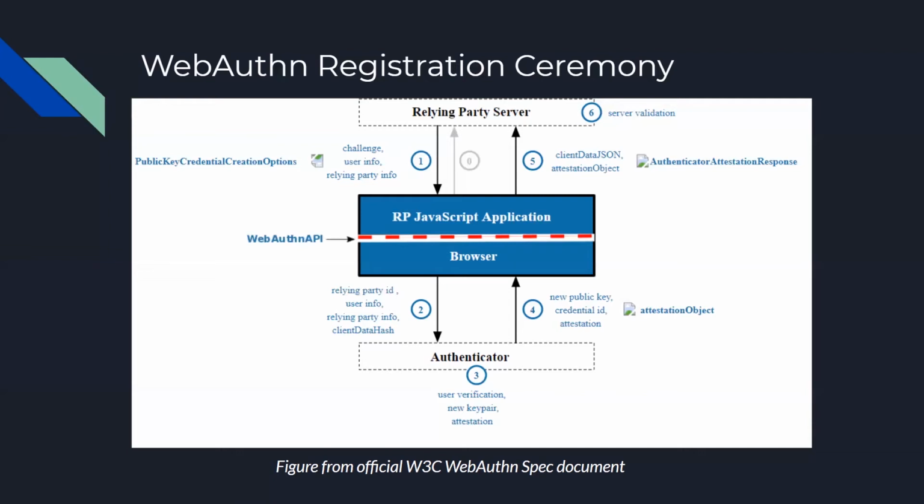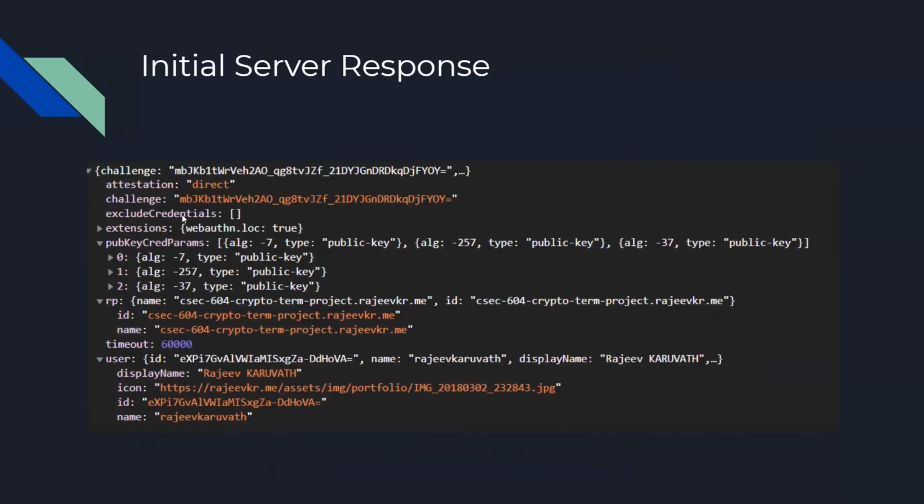So this mitigates replay attacks, where someone can try to intercept the request in between and try to spoof the initial request. And this data is then decoded, and if all the verifications pass, the server will save this as the public key associated with the user.